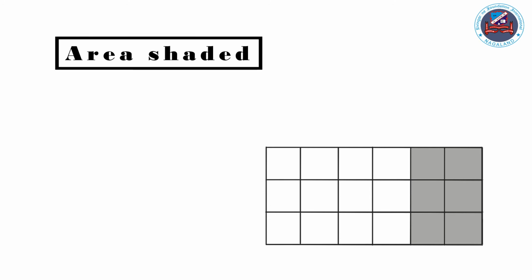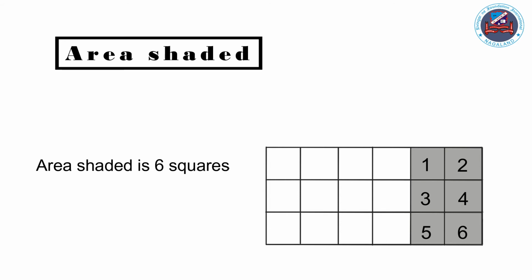Next, area shaded. To find the area shaded, let's count how many squares are shaded. 1, 2, 3, 4, 5, 6. That is, area shaded is 6 squares.